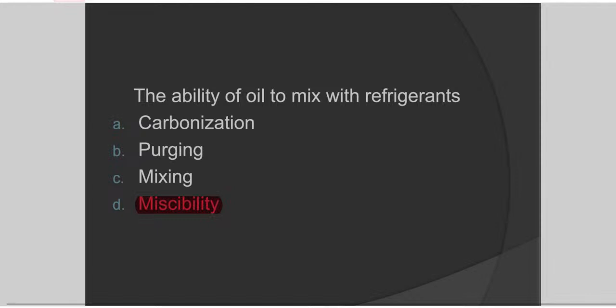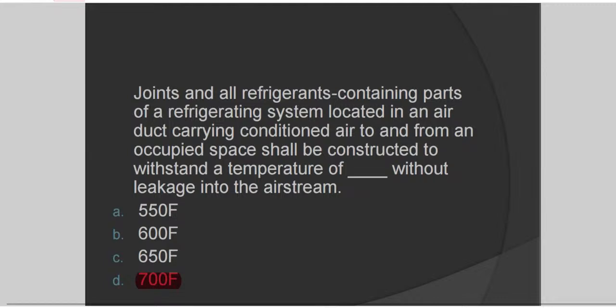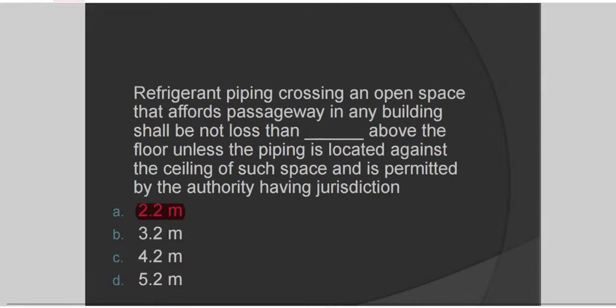Carbonization. Purging. Mixing. Miscibility. Joints and all refrigerant-containing parts of a refrigerating system located in an air duct carrying conditioned air to and from an occupied space shall be constructed to withstand a temperature of ____ without leakage into the air stream. A. 550°F B. 600°F C. 650°F D. 700°F.